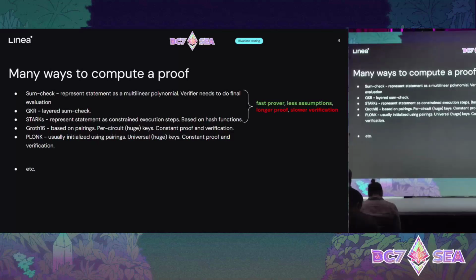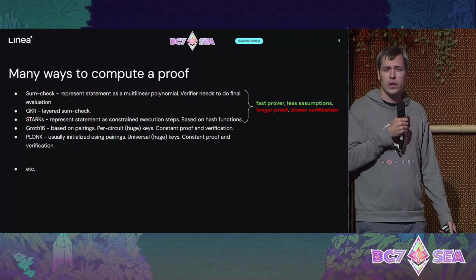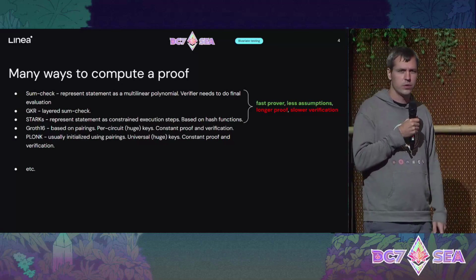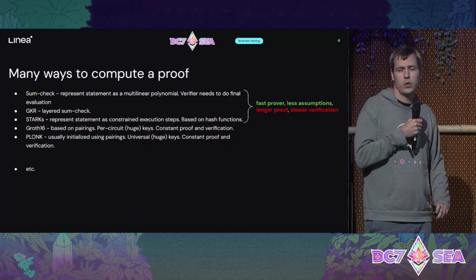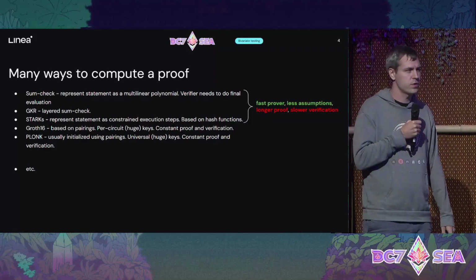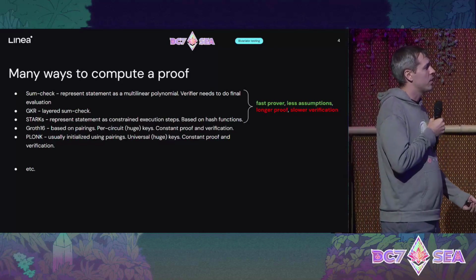So let's say the issue is that the first 3 schemes are very fast, and they do not require any particular kind of assumptions. They only do finite field arithmetic and hashing, with no assumptions at all. So we just have to choose the hash function. But the proofs are not that short.